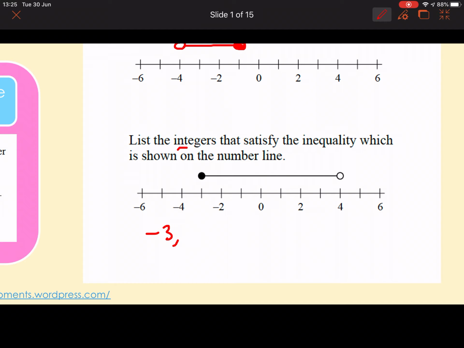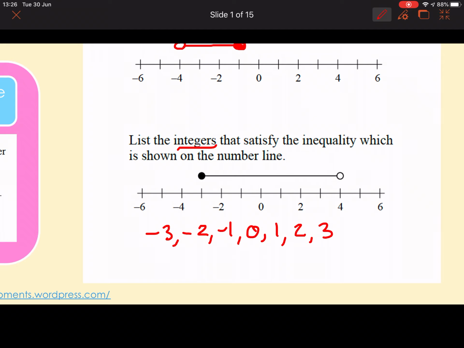Now it wants integers. Integers means whole numbers. Otherwise it would be an infinite number of options because you could have minus 2.98 as one, for example. So we're going to go all the way up to our positive 4 there, and we're just going to think carefully when we get closer to that bit. So we can have all of these numbers. Now could we actually have positive 4? No, it's not a shaded in circle, so that means it is less than 4, not less than or equal. So that is your answer for listing the integers.